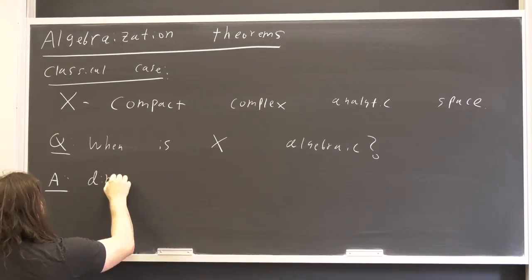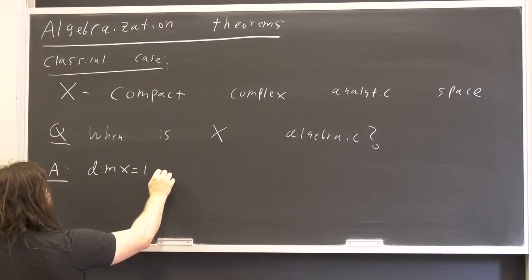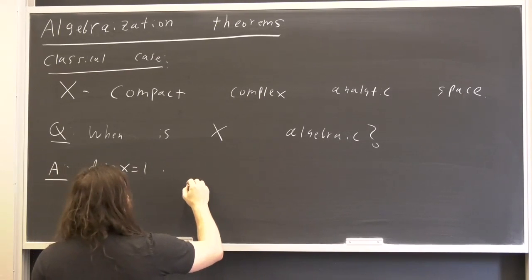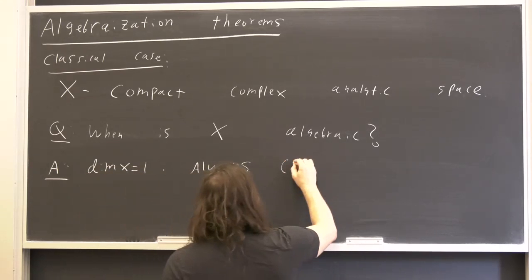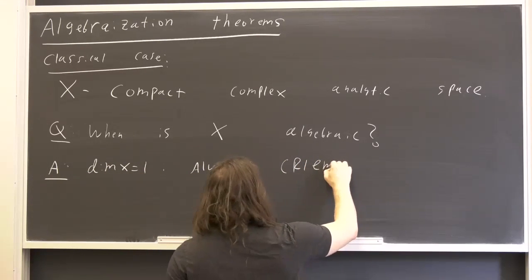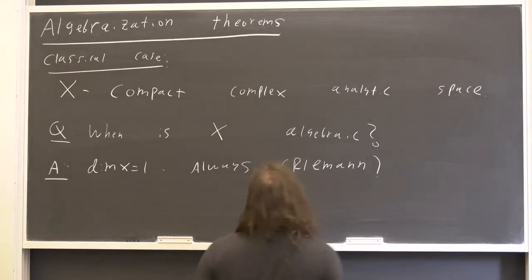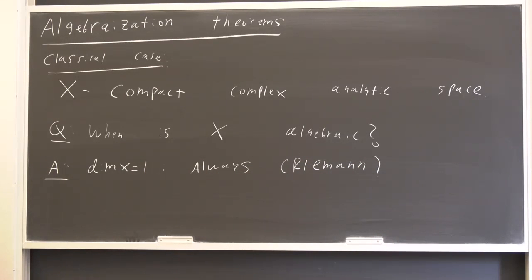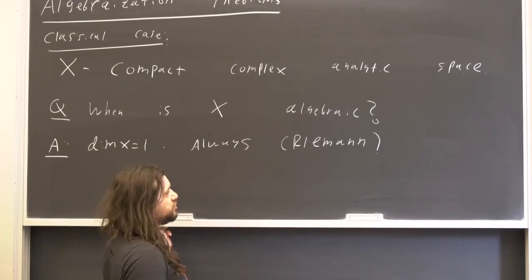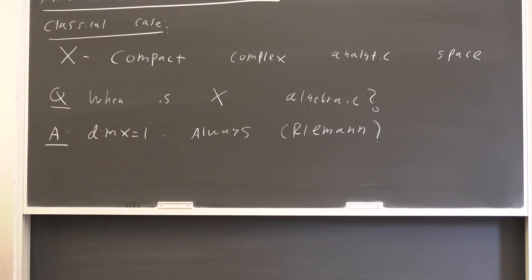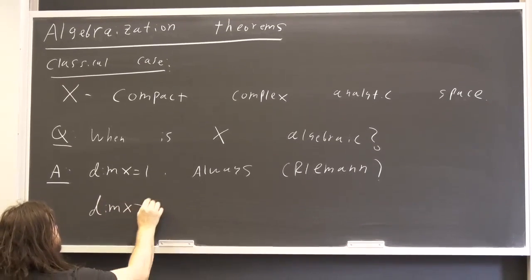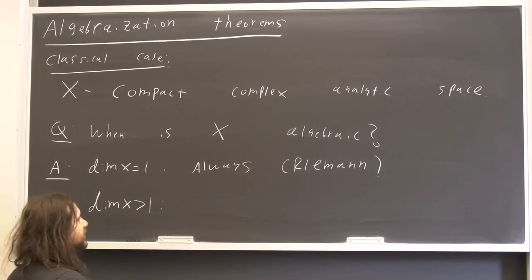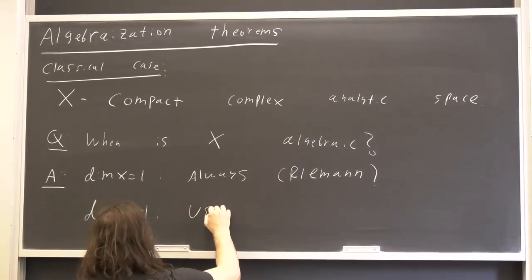So the answer looks roughly like the following. If the dimension of X is 1, then the answer is always. This is basically due to the work of Riemann, the so-called Riemann existence theorem: every compact Riemann surface has global meromorphic functions on it, which you can use to give it an algebraic structure. And if the dimension of X is bigger than 1, the answer is usually not.